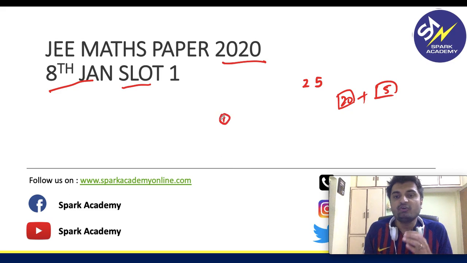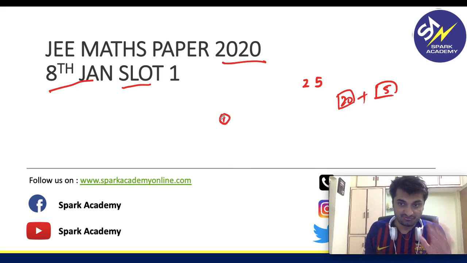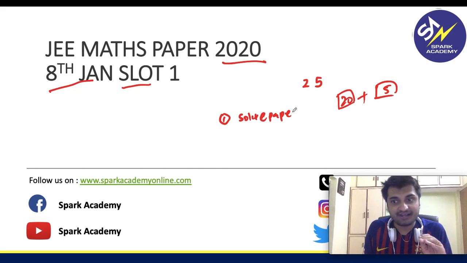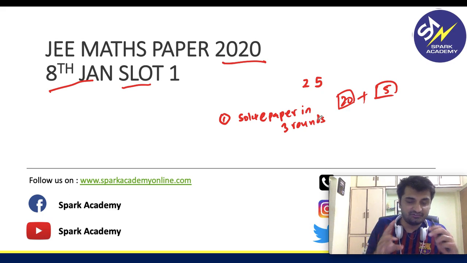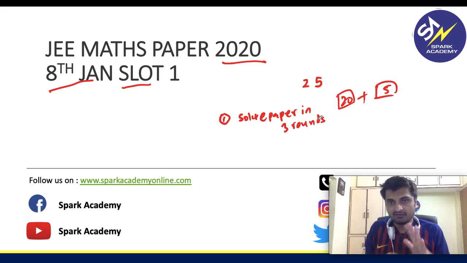I keep a few thumb rules in mind. I solve the paper in 3 rounds. Again, this is my strategy, guys. Your strategy might vary. I've seen people who are successful who solve it in 2 rounds, some solve in 4 rounds, some solve in 5.